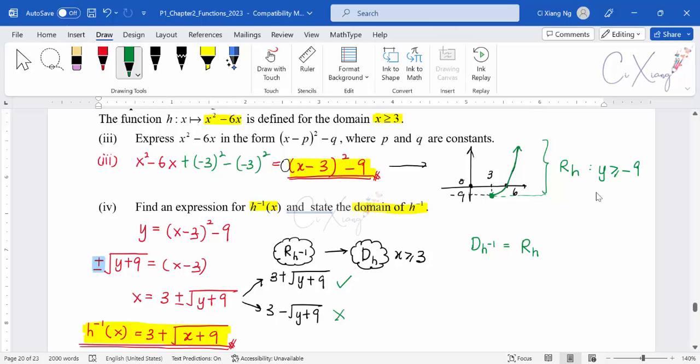Since the range is y greater than or equal to -9 for the original function, the domain of the inverse will be the same. So I will write the domain of h inverse as also greater than or equal to -9, but because domain is about the value of x, I will put it as x greater than or equal to -9. So this is how we decide the domain for the inverse function.